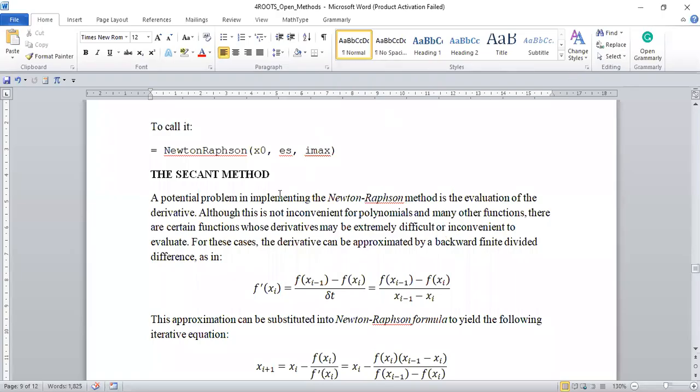Okay, thank you all for joining back. We are moving to the last method for today, which is the secant method.